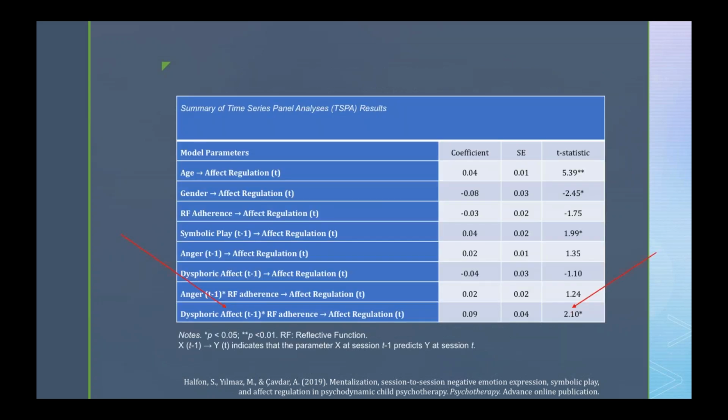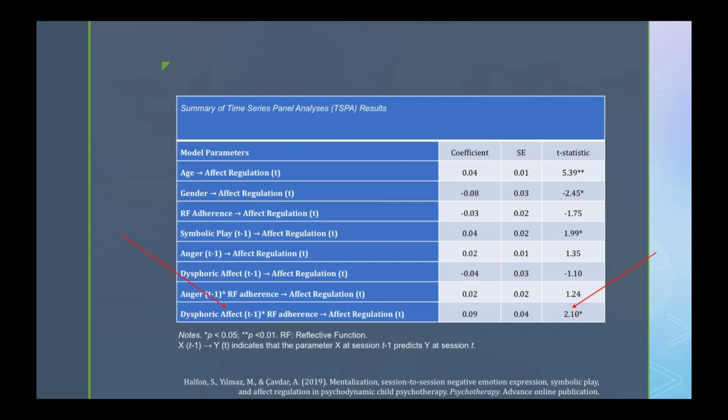So this is the statistical model we tested, and you'll see that dysphoric affect in the context of RF adherence promoted affect regulation, predicted affect regulation. So we interpreted this finding to say that the opportunity to express and explore underlying dysphoric feelings within the context of mentalization practices could be regulating.